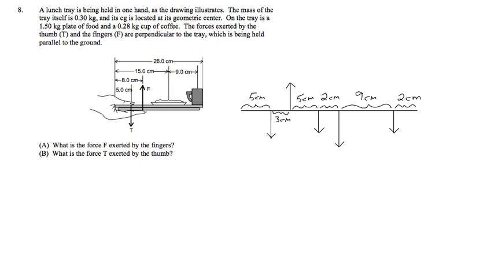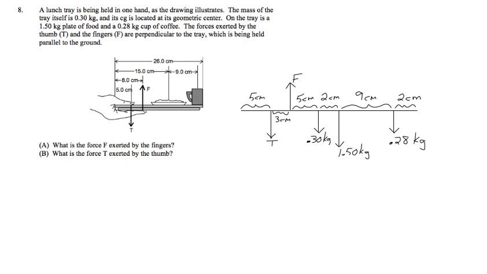Now, if we want to figure out what the force is on the fingers, then we will make the thumb, well, let me label these things here. I'm going to have that this is the thumb, this is the fingers. This amount right here is the tray, so that's 0.30 kilograms. The next thing is the plate of food, which is 1.50 kilograms. And the cup is 0.28 kilograms.